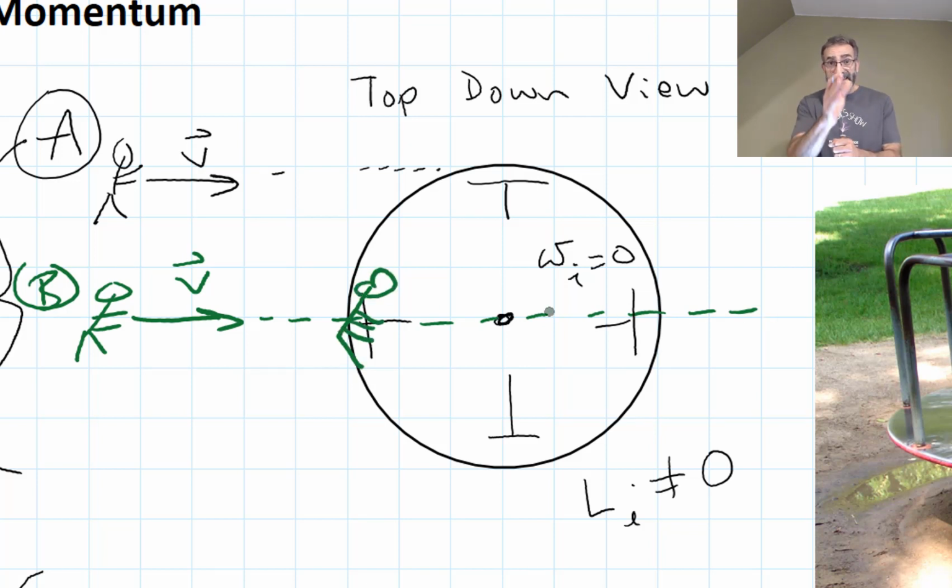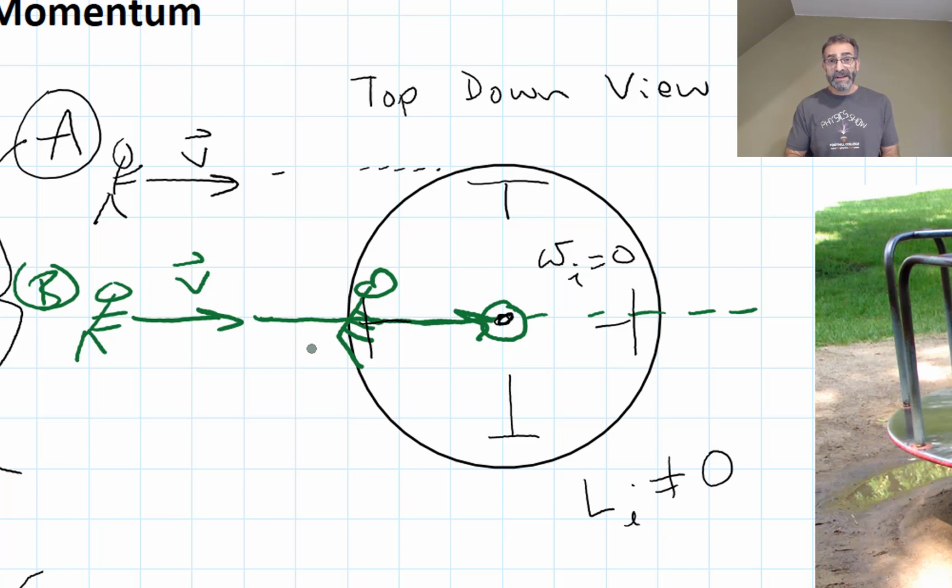The collision is in line with the axis of rotation. And so it can't cause our object to rotate. So in this case, the kid running in a straight line does not have angular momentum, because when it crashes into the disc, it can't cause it to rotate. It's aimed right at the axis of rotation.